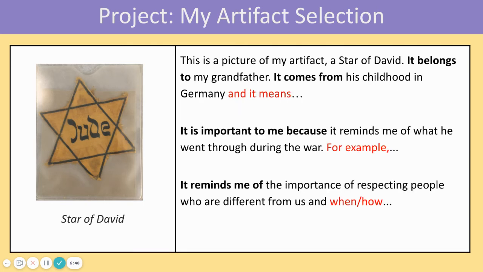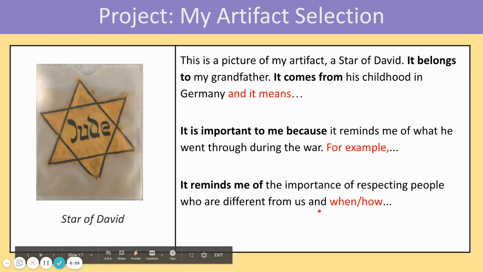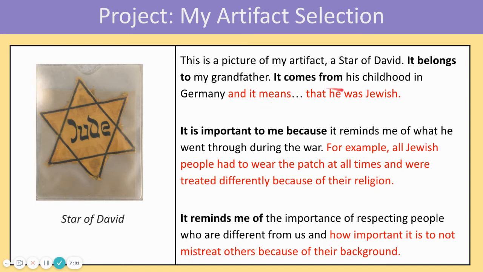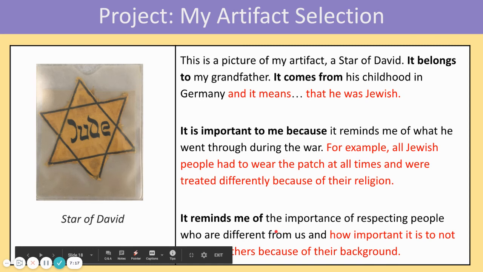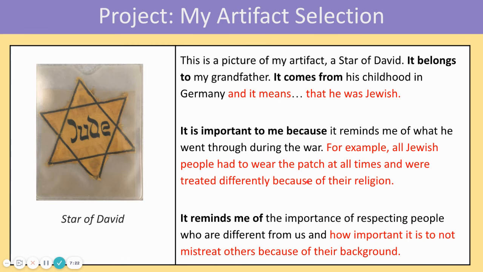Today we're going to be adding to those sentences. As you could see in red, we are going to be adding more details. And it means, for example, when and how. It comes from his childhood in Germany, and it means that he was Jewish. For example, all Jewish people had to wear the patch at all times and were treated differently because of their religion. It reminds me of the importance of respecting people who are different from us and how important it is not to mistreat others because of their background.